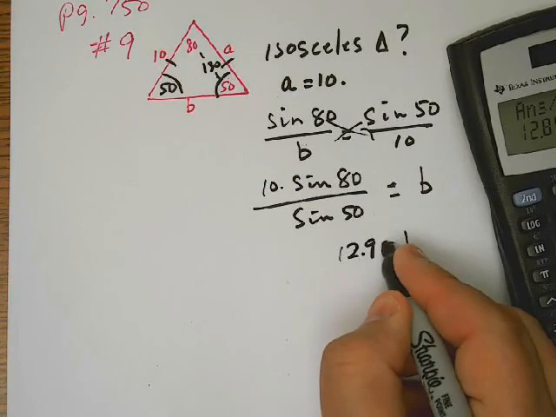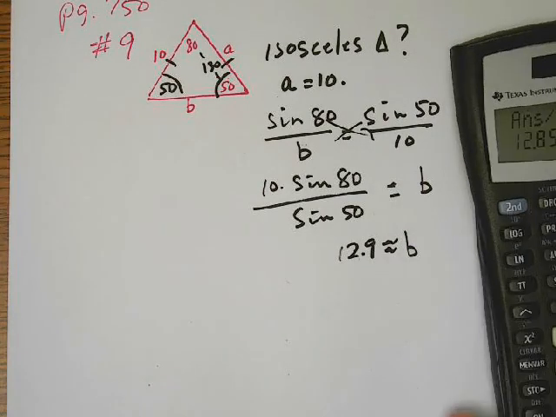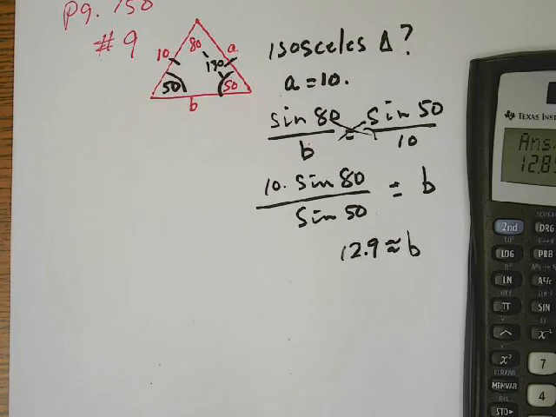I did a different proportion, but I still got the same answer. What'd you do? I did sine of 80 over sine of 50, and then b over 10. Yeah, no, that would work. Will it matter if I do that on any of them? Nope, that would work.